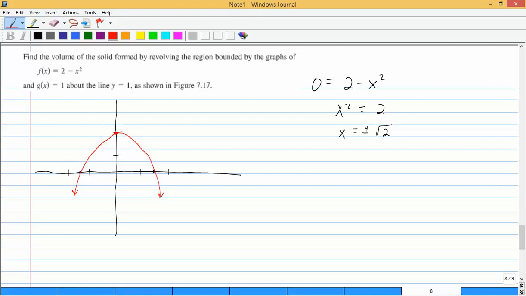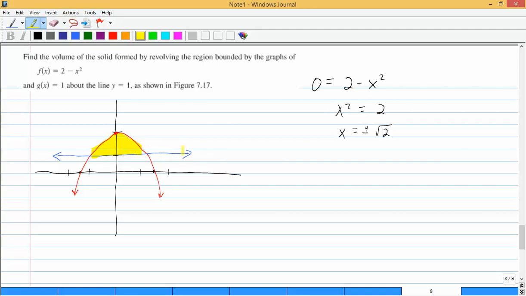Now, it also says that we are bounded by g of x equals 1. So basically, that's just y equals 1. So this line right here, that's y equals 1. And then it says about the line y equals 1. So this line that we just drew, that's going to be our axis of revolution. We're going to revolve this stuff right here. It's in here. We're going to revolve that about this line.